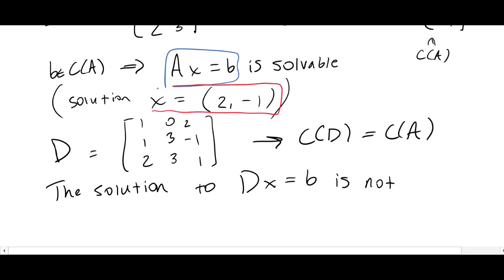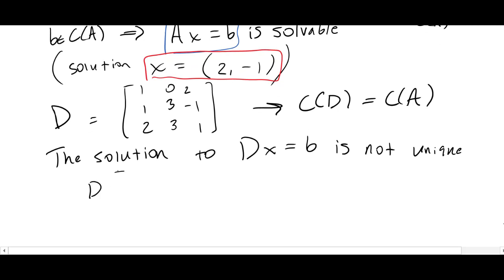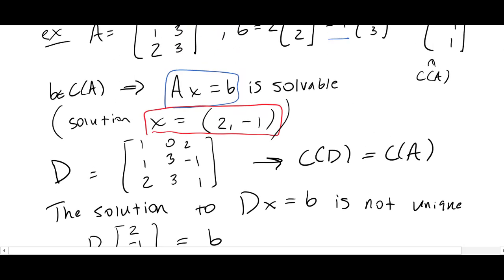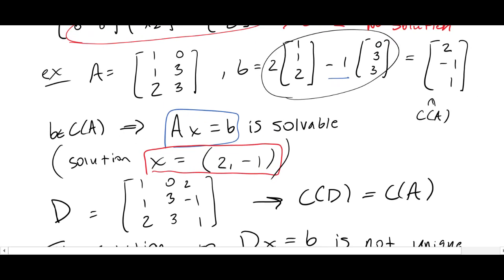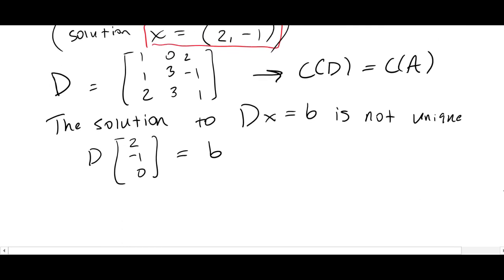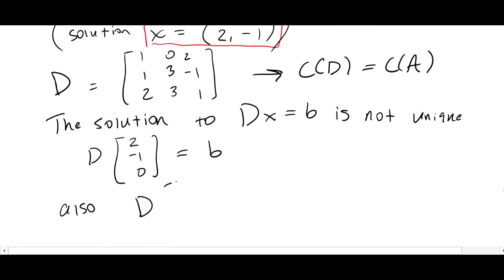For example, D times 2, negative 1, 0 still gives you b, because 2 times the first column minus 1 times the second column gave us b. So same thing here, that'll give you b. But also D times 0, 0, 1 gives you b. So there are 2 solutions now to Dx equals b. That's kind of interesting. You don't change the column space at all by adding some new columns, but now it affects whether or not your solution is unique.